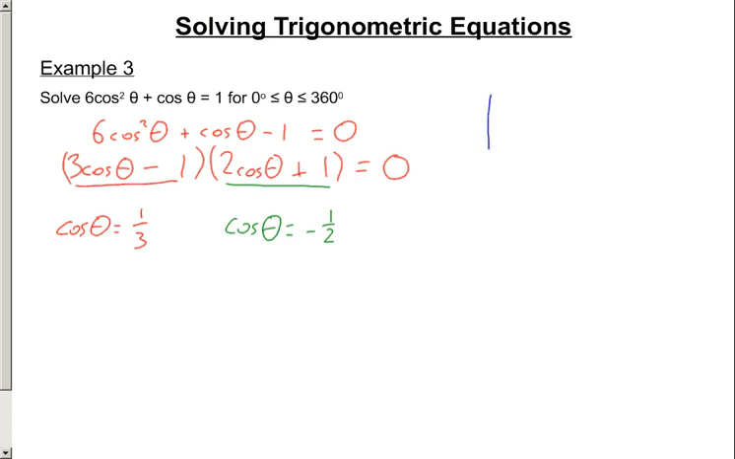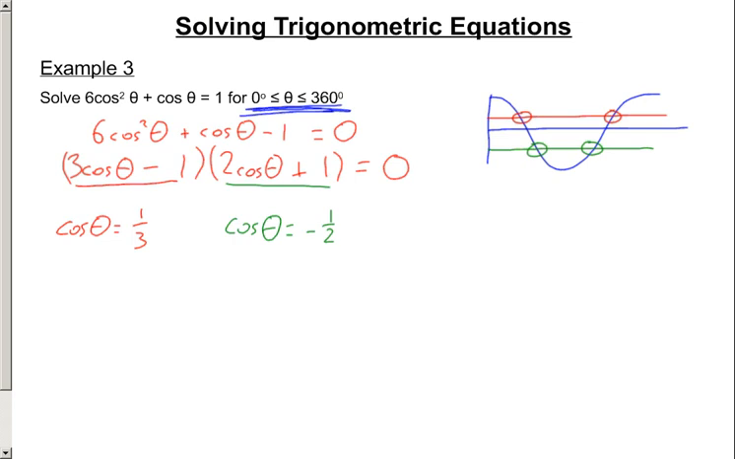So once again, if we draw our cos graph, we're getting quite good at sketching this now. We're interested in when it's equal to a third. Well, that's about here, coming through here. So there's going to be 2 answers for the third, for the red side, and for the green side, when it's equal to minus a half, well, that's coming through here. Again, there's going to be 2 answers. So in total, we're looking for 4 answers within the domain 0 to 360. Remember to keep checking that. Is it 0 to 360? With 0 to 720, we'd have 4 more answers, so 8 answers in total.